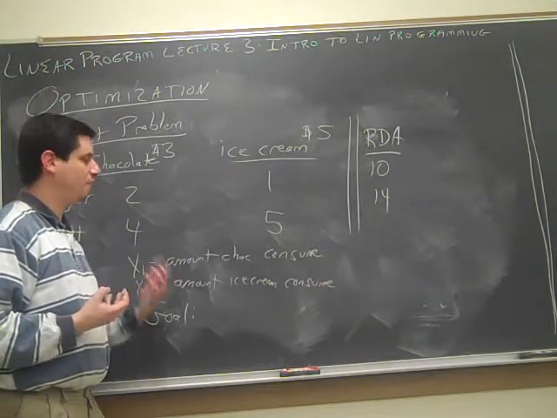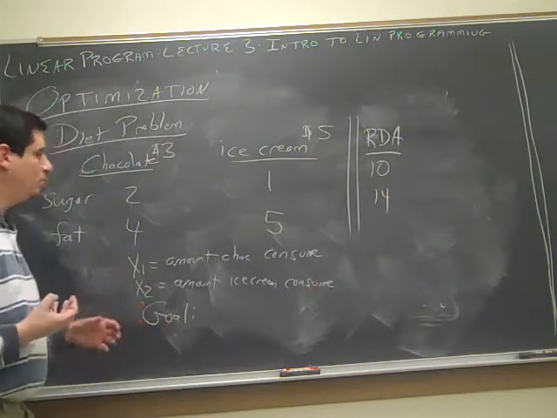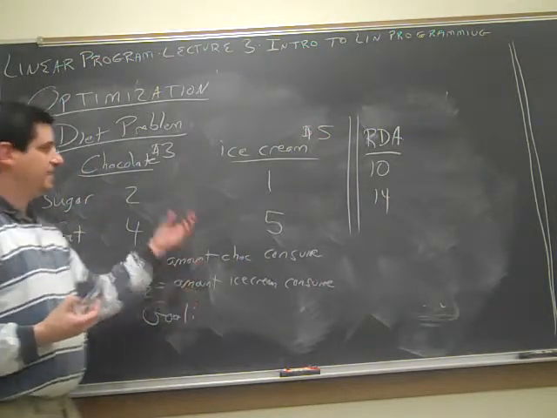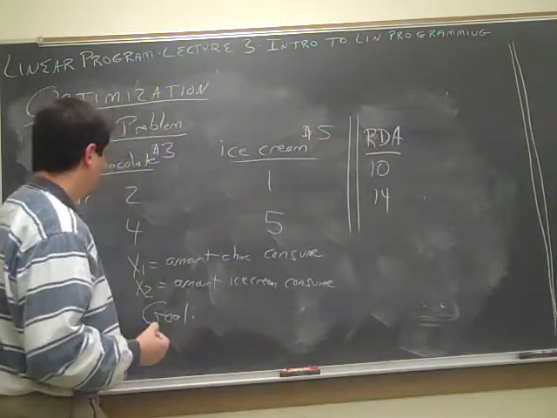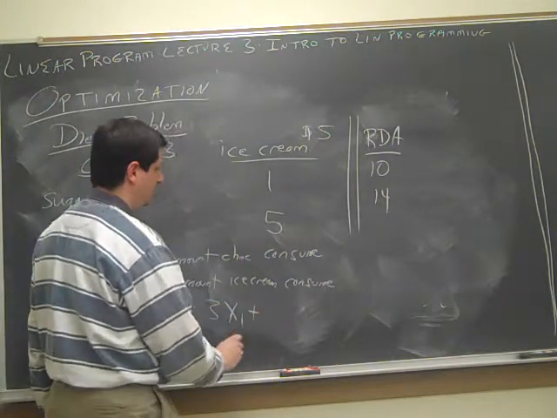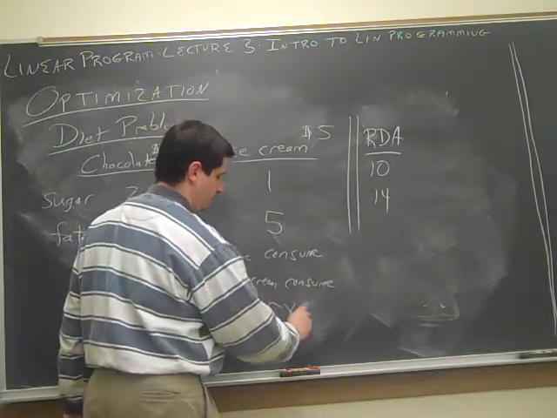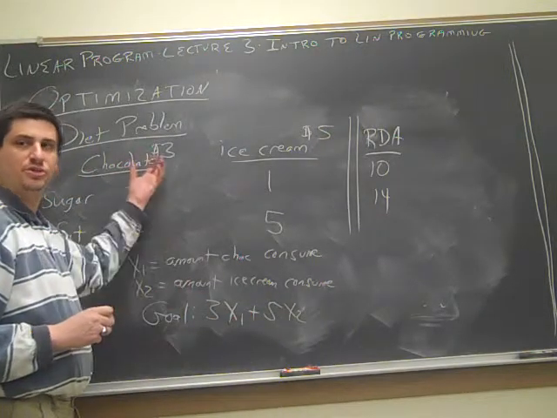So what do you think we're trying to optimize? The cost. And so what we want to do is find a diet that keeps us alive as cheaply as possible. So the cost is going to be 3x1 plus 5x2. And we want to make this as small as possible, subject to us staying alive.